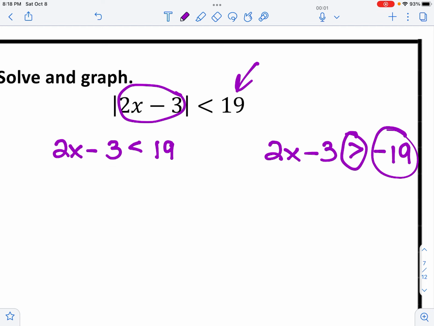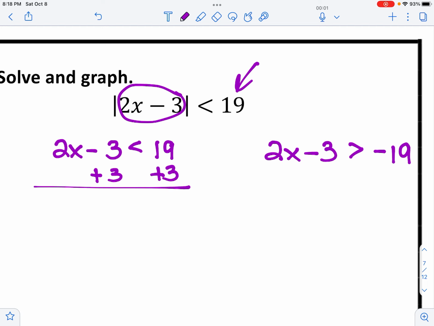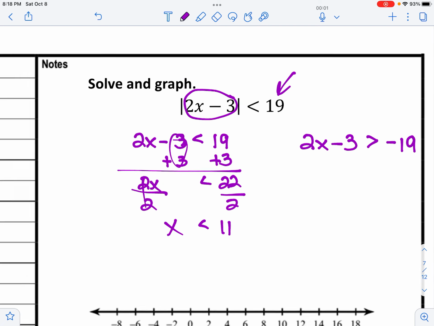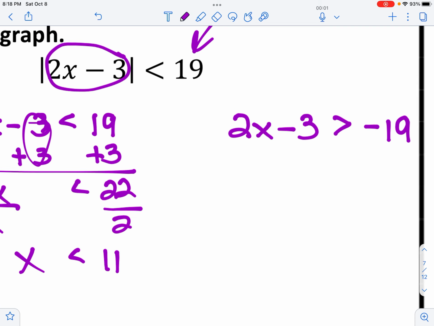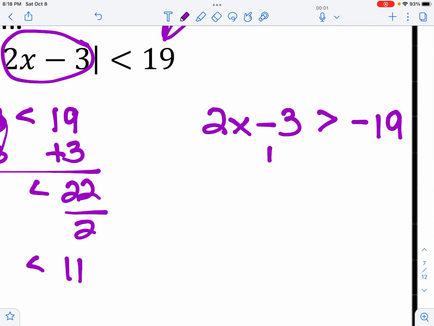So, okay, now that we have it set up, let's solve these. So I'm going to add 3 to both sides, and then divide by 2. We're dividing by positive, so we're good. X is less than 11. Okay, now this one's going to solve the same way, right? Add 3 to both sides.